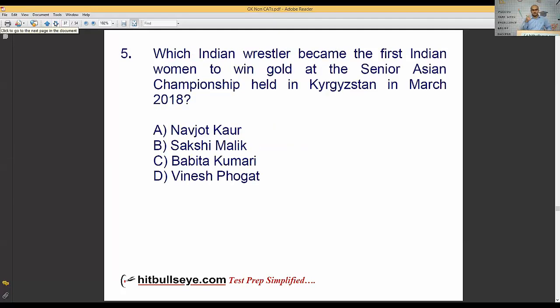Next, which Indian wrestler became the first Indian woman to win gold at the Senior Asian Championship held in Kyrgyzstan in March 2018? The answer in this case is Navjot Kaur. So a lot of Indian sportspersons are winning a large number of medals on the international arena. However, you don't have to remember all of them, but do remember unique firsts. For example, this is the first Indian woman to win gold at the Senior Asian Championship in wrestling, right? So those become important.